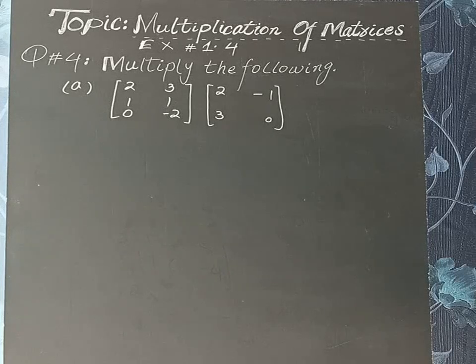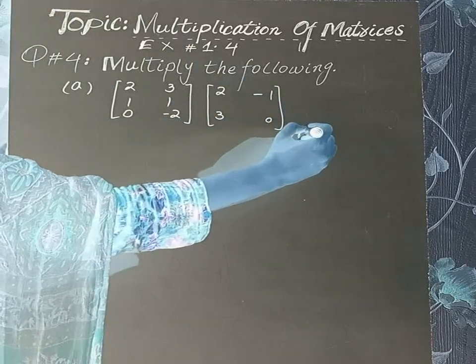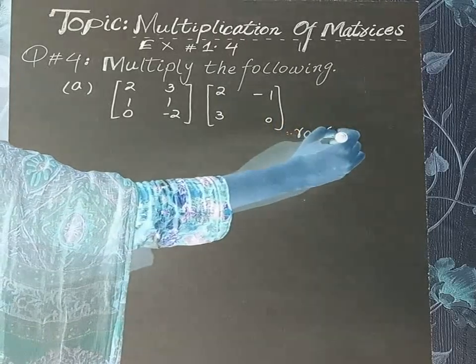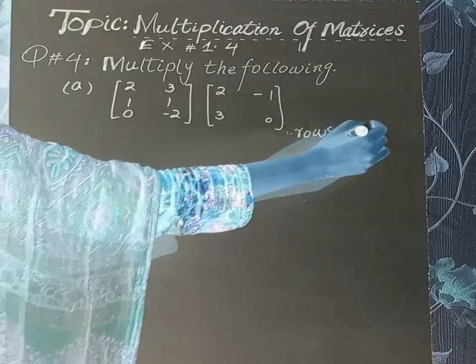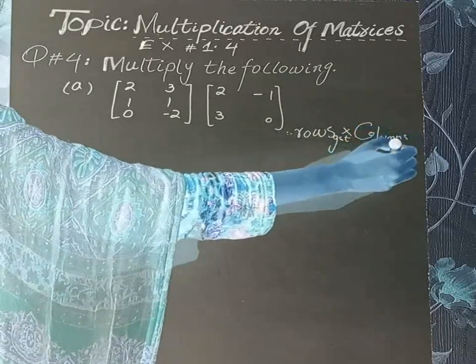Hi guys, we are going to start the multiplication of the matrices. As we have done before, we told you the rule for how to multiply two matrices. The basic rule of the multiplication is to multiply the rows of the first matrix with the columns of the second matrix. That is, rows of the first should be multiplied by the columns of the second.